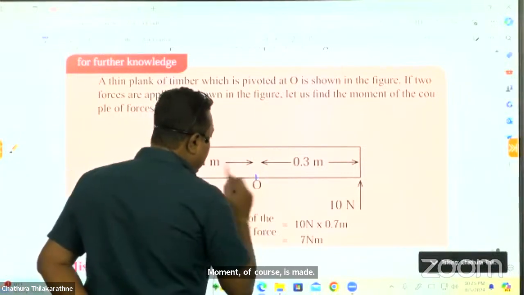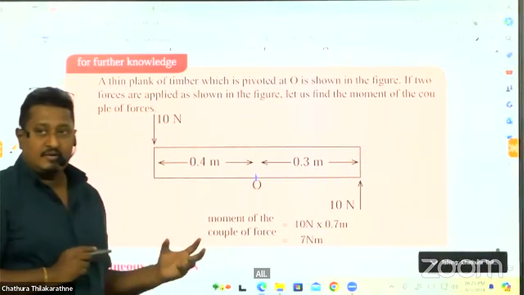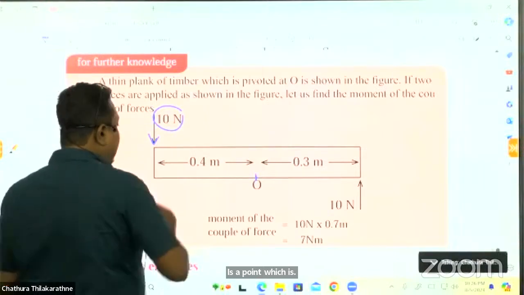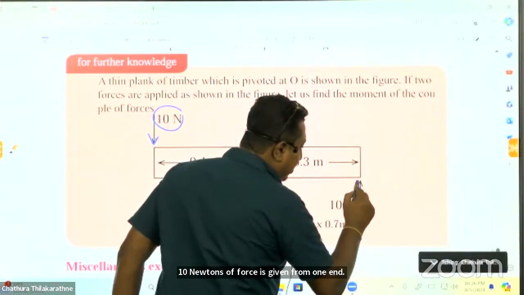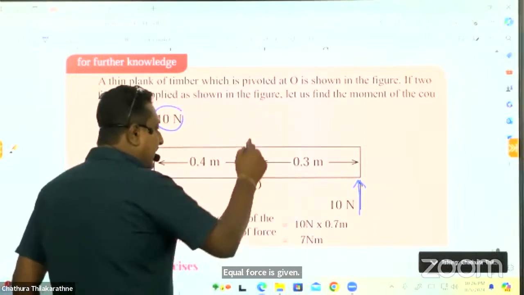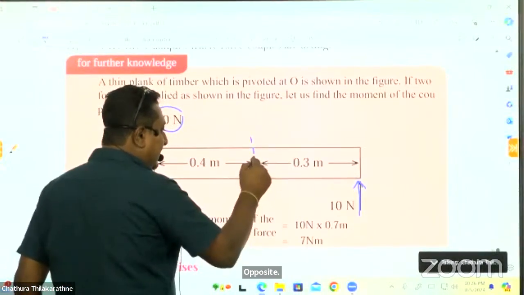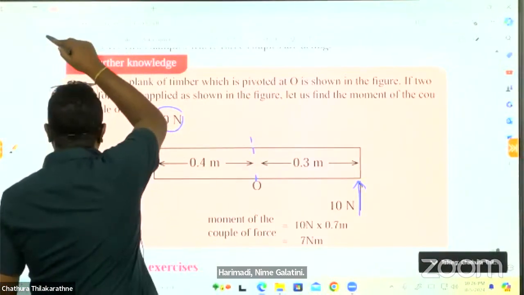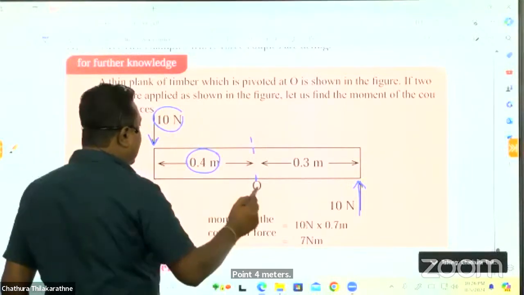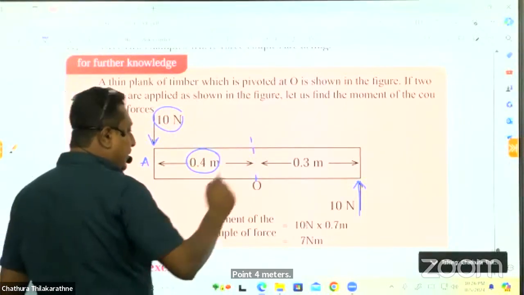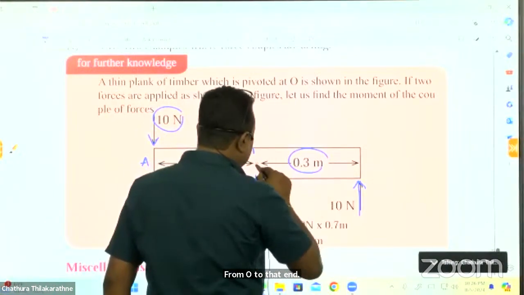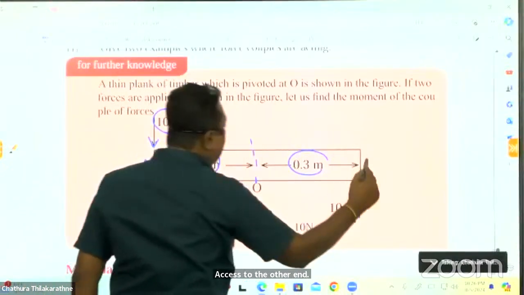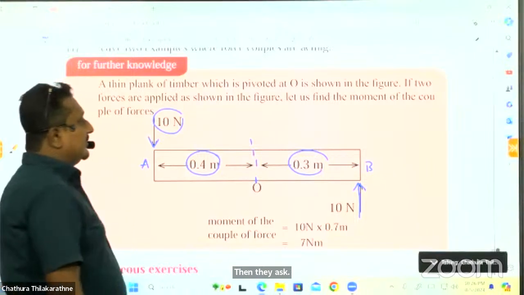O is a point which is pivoted. 10 newtons of force is given from one end. Equal force is given opposite. But it is not fixed at the center. It is 0.4 meters from O to that end, and 0.3 meters from the O axis to the other end. Then they ask the moment of force of this couple.